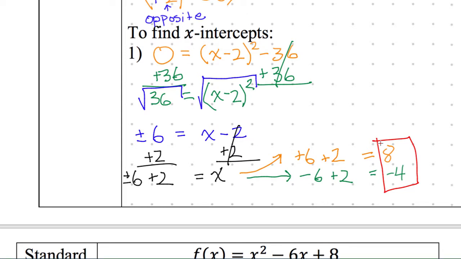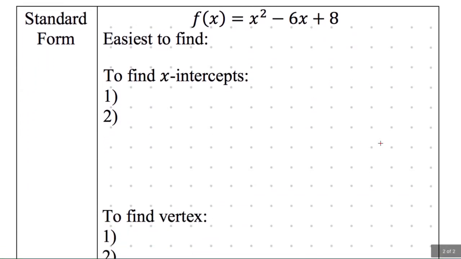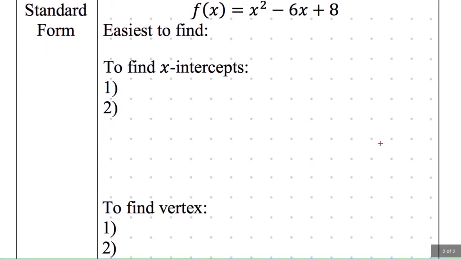All right, we're 2/3 of the way done with our notes. Our last form of the three forms is standard form. Flip over the back. This is standard form because there are no parentheses at all.